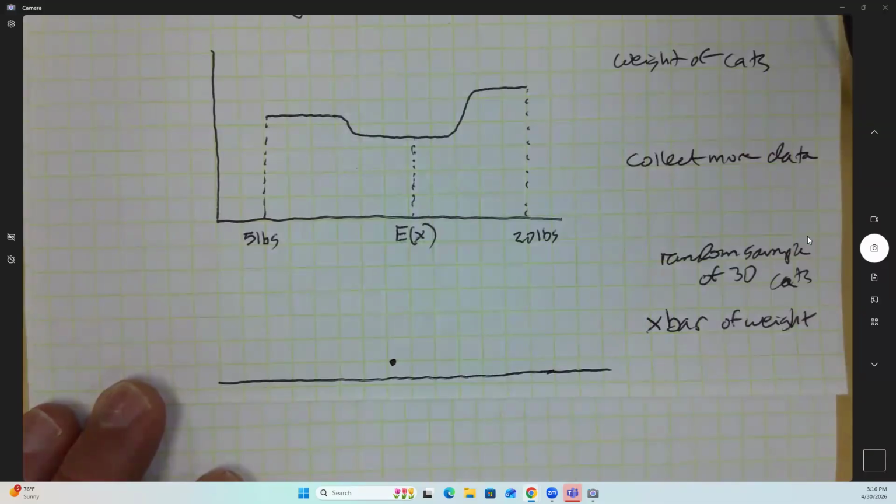Now let's imagine doing this again and again and again. In reality, you would only do this one time, because I'm not going to go out and grab 30 random cats and then come back the next day and do it again and again and again. But if we did it again, we'd get another sample average. And where do you think that sample average would be?